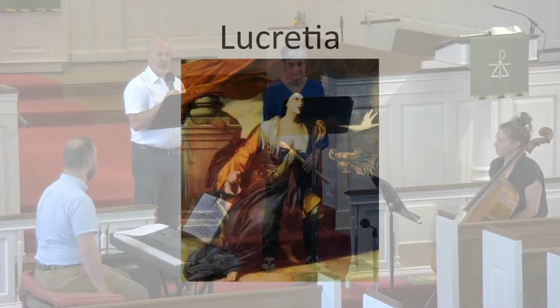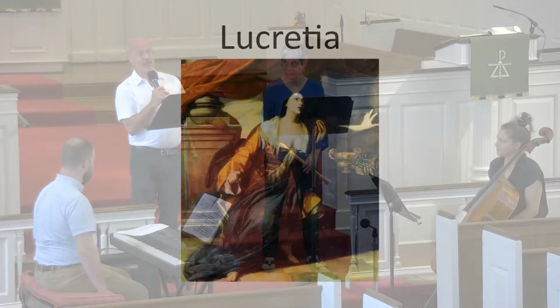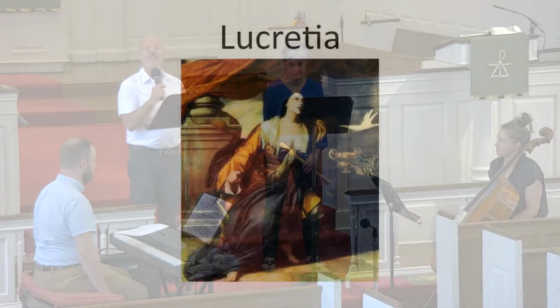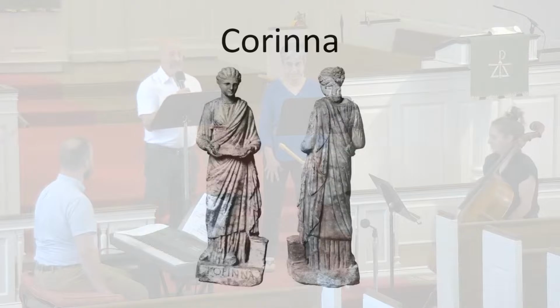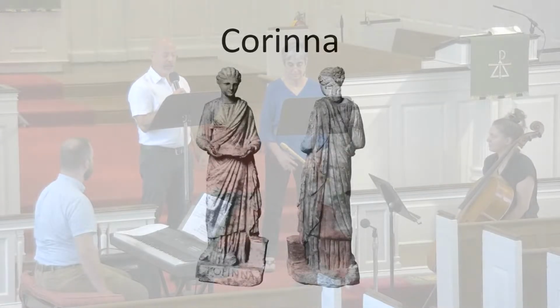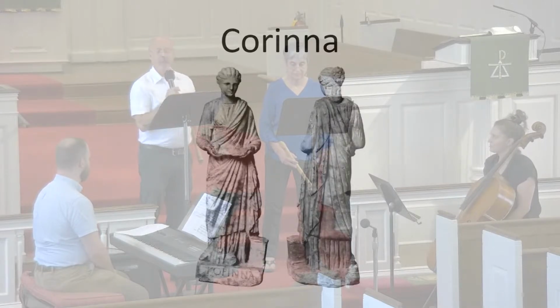We know the name Lucretia. She was assaulted by an Etruscan, and it was probably the cause of the end of the Roman monarchy, and she eventually ended up stabbing herself to death. So Lucretia is a very sad movement. Next comes Corinna. Corinna was a Greek lyric poet, and she is one of the few preserved female poets from ancient Greece. So that's Corinna.